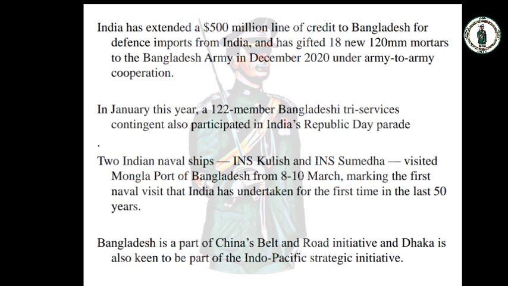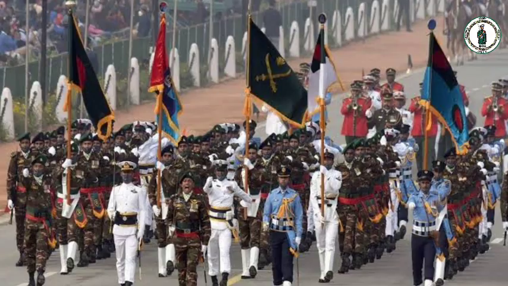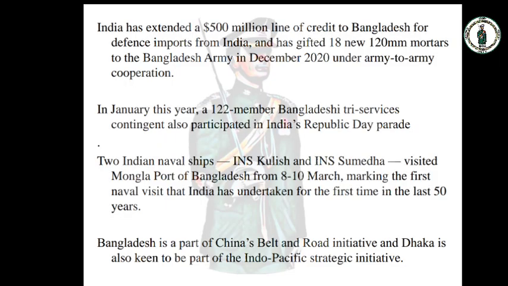And recently India has extended a $500 million line of credit to Bangladesh for purchasing defense equipment from India, and also gifted 18 new 120 mm mortar guns to the Bangladesh Army. And in January this year, a 122-member contingent of the Bangladesh Armed Forces participated in India's Republic Day parade. And also two Indian naval ships, INS Kulish and INS Sumedha, visited Mongla port of Bangladesh in the first week of March, which makes the first ever naval visit by India in the last 50 years.